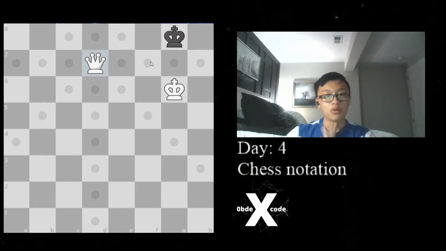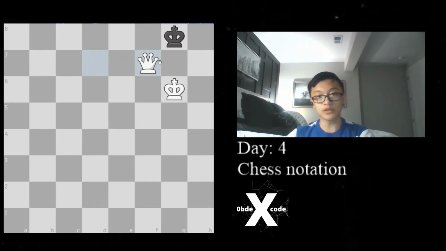So, what is the difference between a check and checkmate, and how do we label it in chess notation? So, this is Queen f7, and it's a check because it's attacking the king. If you haven't seen the rules of chess, please go to the rules of chess. I have a video on the top right in case.